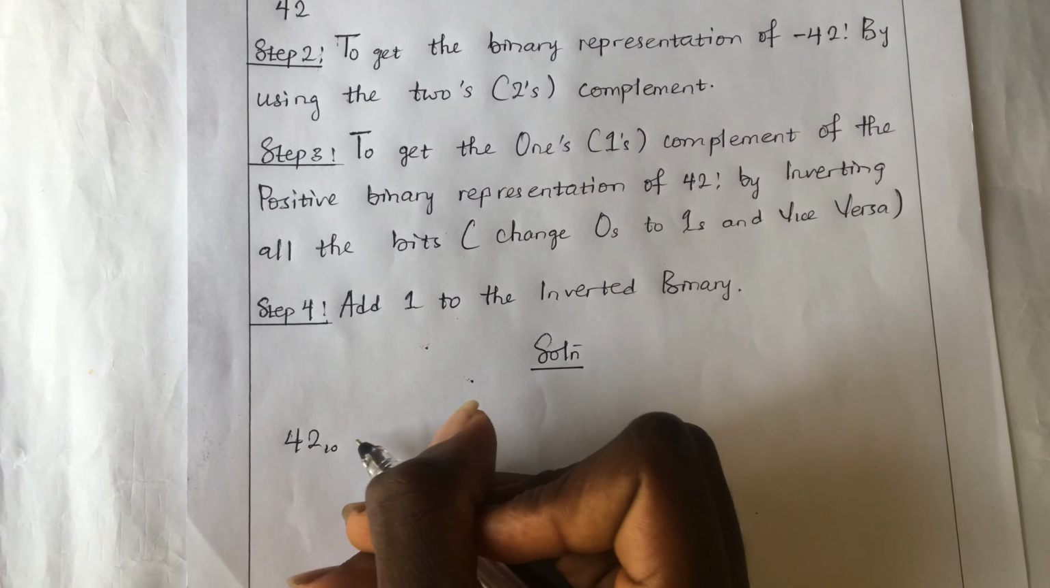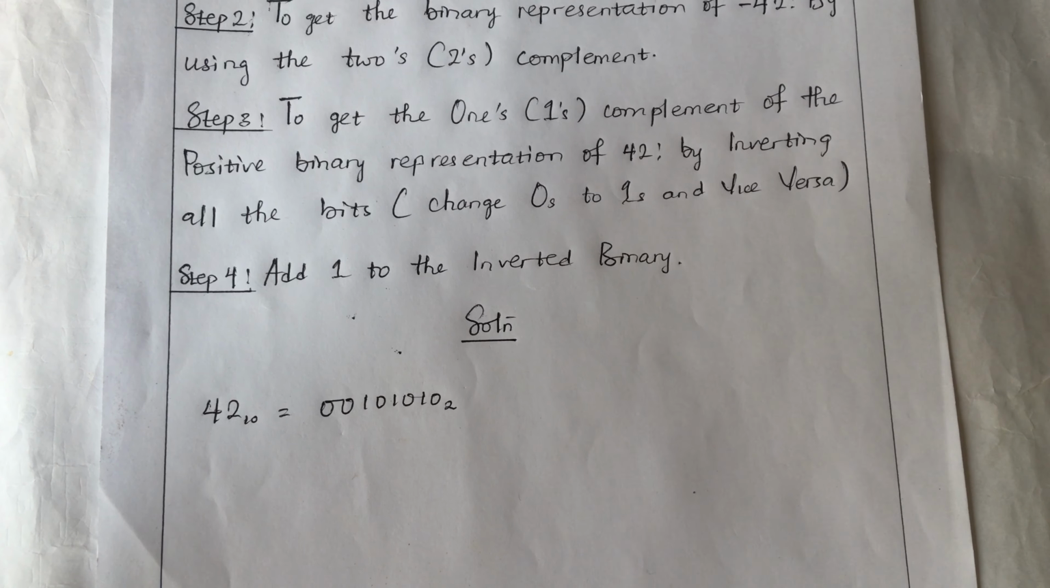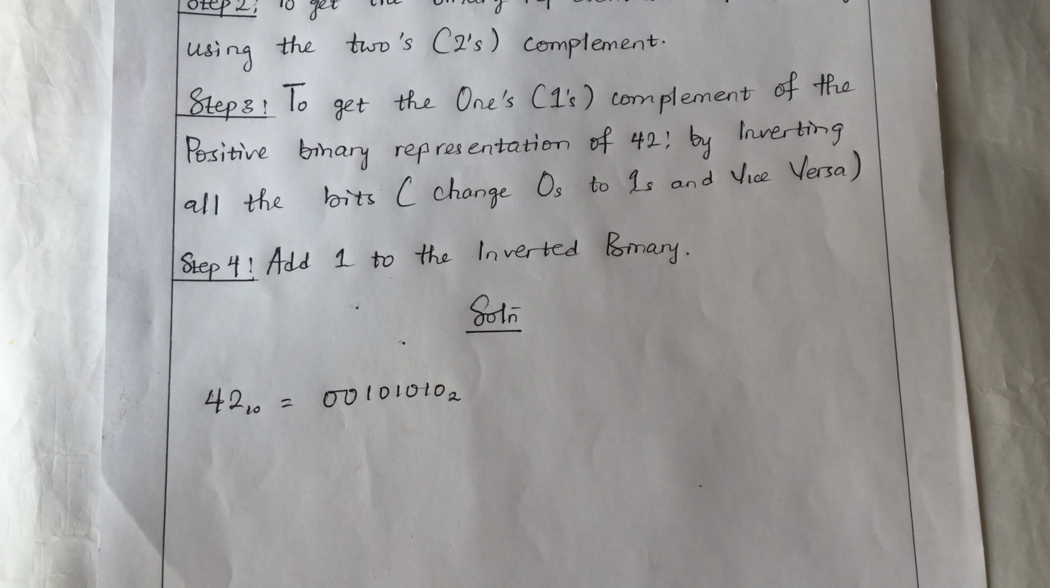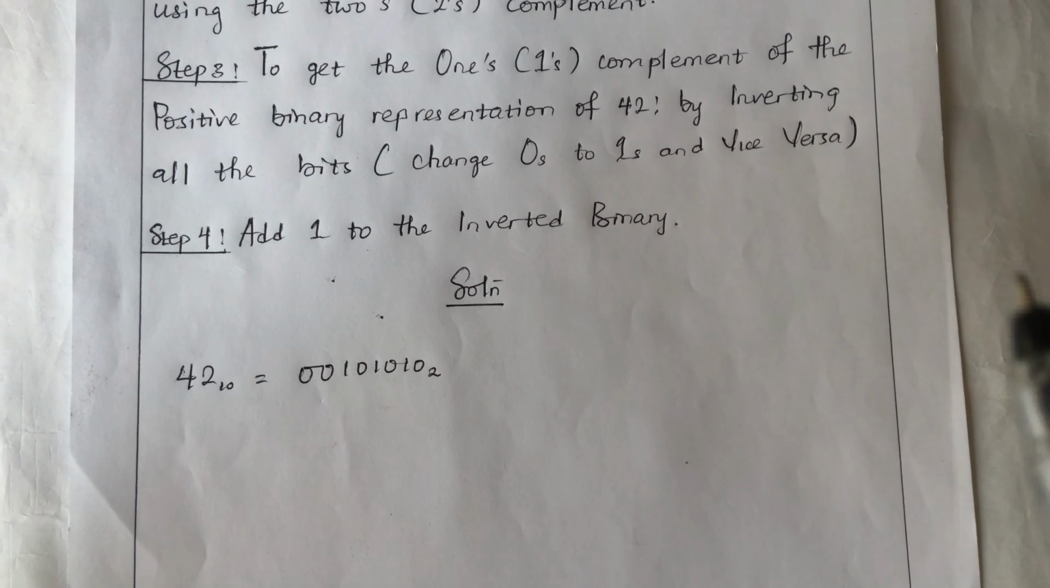So how do we achieve the 2's complement? We have to get the 1's complement of the positive binary representation of 42. That is, we have to have the 1's complement of this particular number here. And how do we achieve the 1's complement? By inverting all bits, that is, change zeros to ones and vice versa. So let's find the 1's complement of this number.